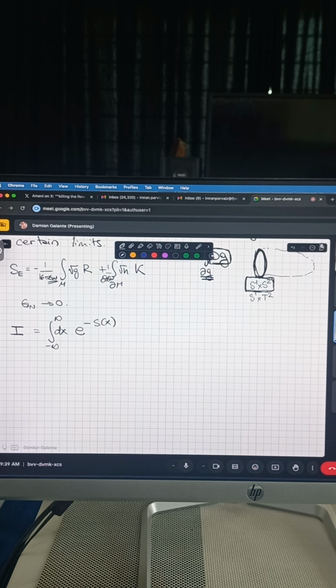One thing we can do is to expand this function around some point. So we can do S of x is approximately S at x equals x naught, plus dS/dx evaluated at x equals x naught times (x minus x naught), plus d squared S/dx squared at x equals x naught times (x minus x naught) squared, maybe over 2. This is the Taylor series expansion for this function.